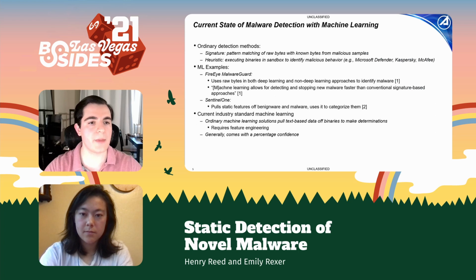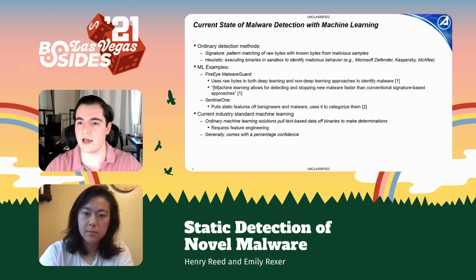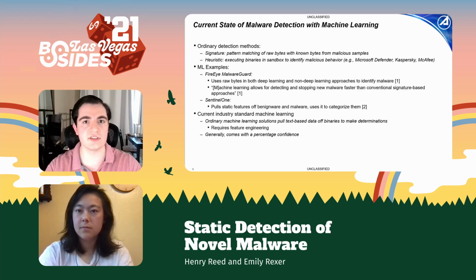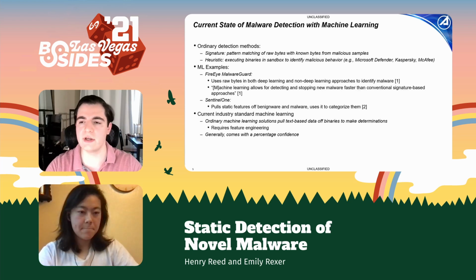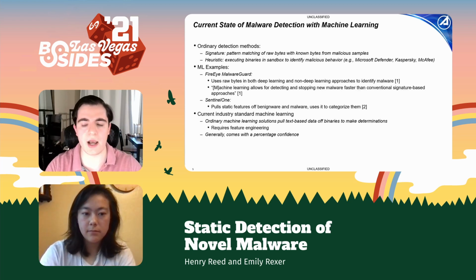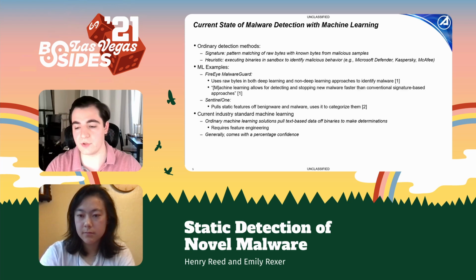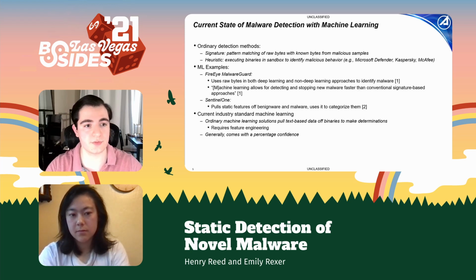So, ordinary malware detection is done mostly in two different ways: signature detection and heuristic. Signature detection is pattern matching of raw bytes with known bytes that come from malicious samples. If you ever use Yara rules, that's exactly how it works. It just matches things that it sees within the binary itself. Heuristic detection is where you run a binary, and if the binary does malicious things, you categorize it as malicious.